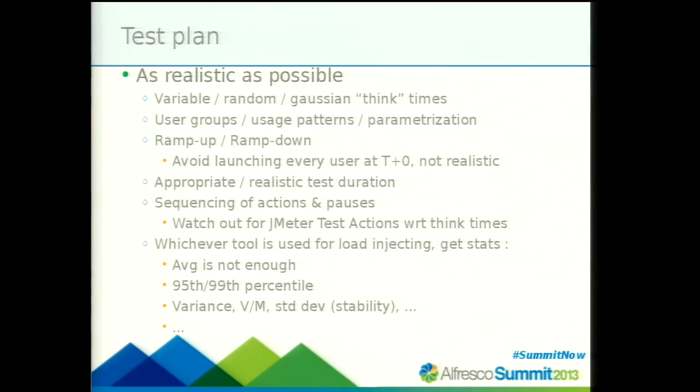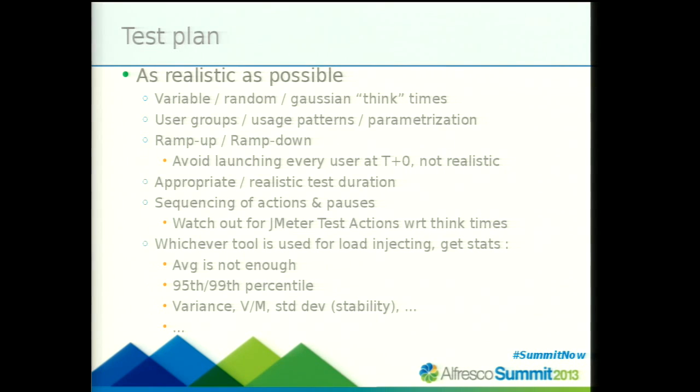So with these types of testing, you want a test plan, and you want your test plan to be as realistic as possible, meaning you don't want to have constant think times. You want different user groups that have different usage patterns, maybe some parameterization, meaning some randomization of the testing, not always the same thing. You also want definitely to have a decent ramp up and ramp down, because obviously if you launch 1,000 users at T0, that's not realistic because it's not going to happen in production. So you want also a test duration that is realistic compared to what we were saying earlier. You want to be able to sequence all the actions and the pauses in the test to be realistic.